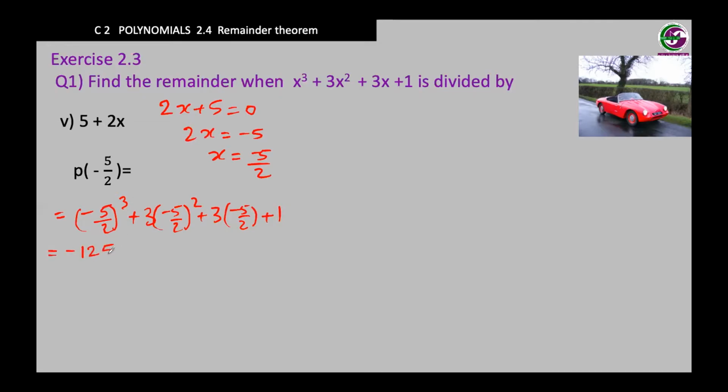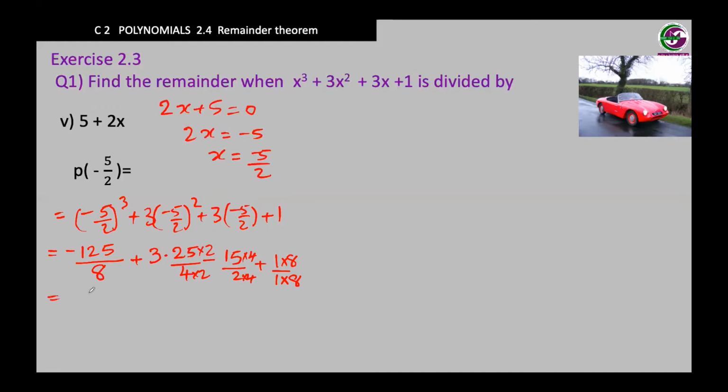5 power 3 is 125 divided by 2 power 3 is 8 plus 3 times negative power 2 is positive. 5 power 2 is 25 divided by 4. Plus and minus will be minus. 5 times 3 is 15 by 2 plus 1. There is no denominator, so we can rewrite it as 1 by 1. Now we can rewrite all the denominators or convert it into 8. So times 8 for the last term, times 4 for the third term, and times 2 for the second term.